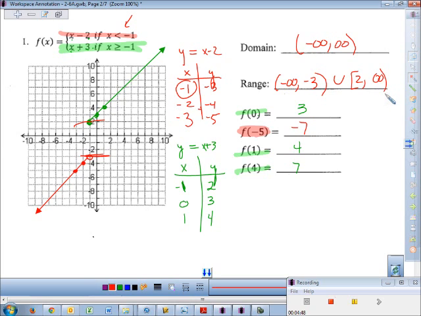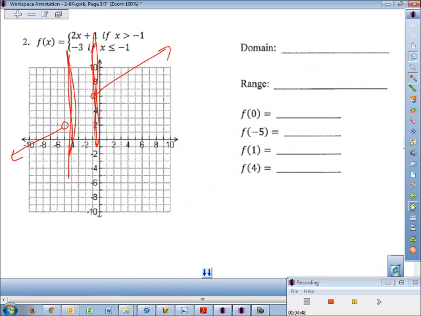So you're looking for gaps, either left and right for domain or up and down for range. Okay? We will get better at that. Cool? Next problem. Got to erase this. Let's highlight the first one a color, whatever color you want it to be.